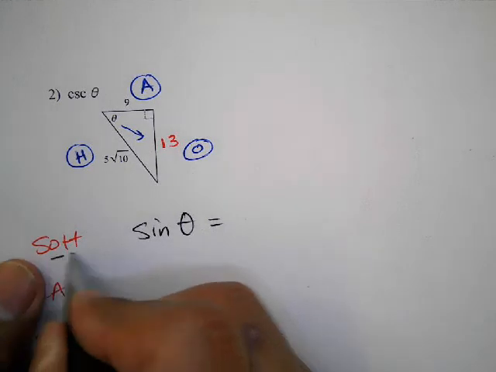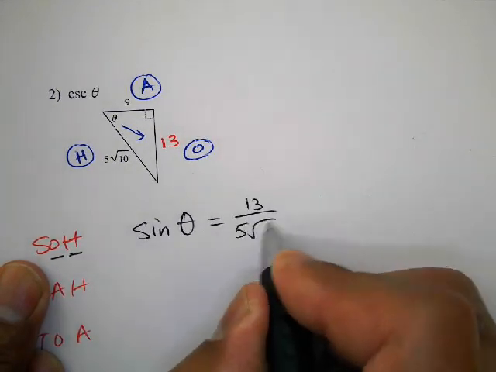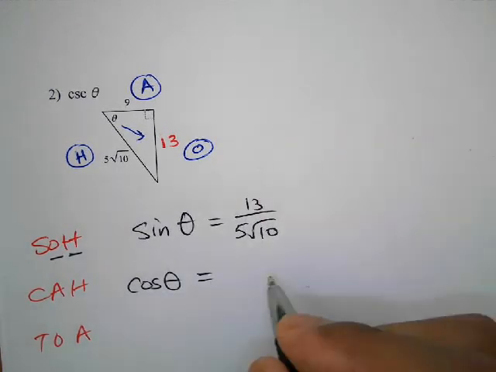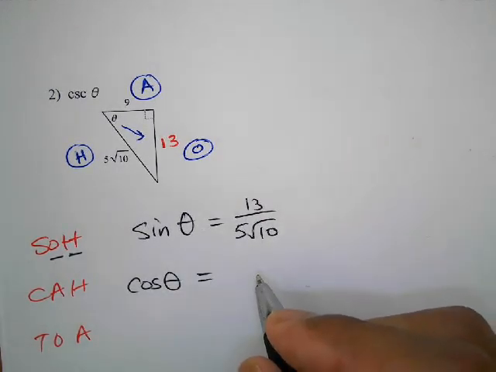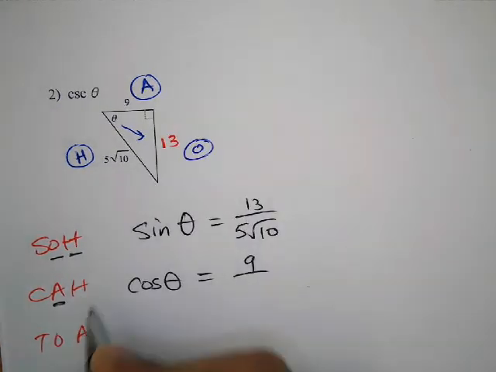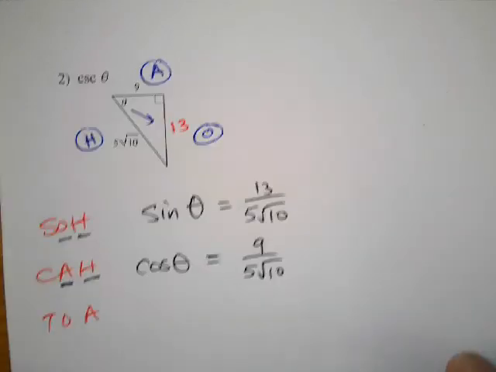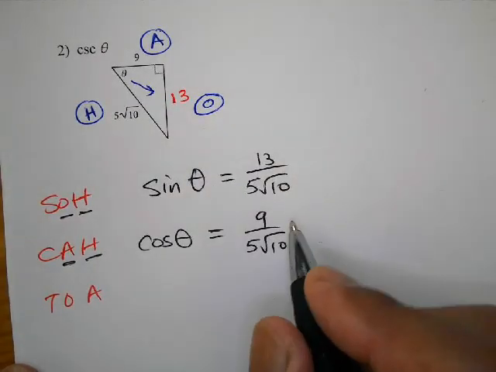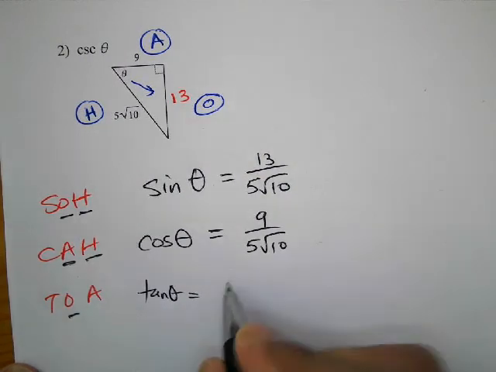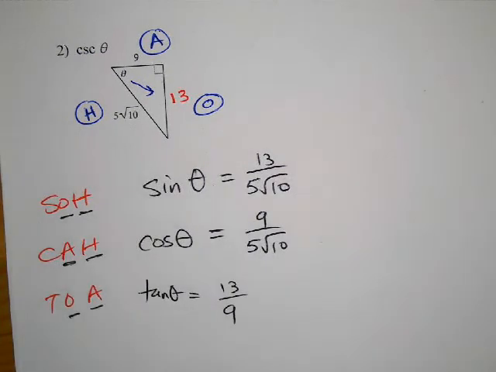Sine is O over H, 13 over 5 root 10. Cosine is A over H, 9 over 5 root 10. And then tangent is O over A, 13 over 9.